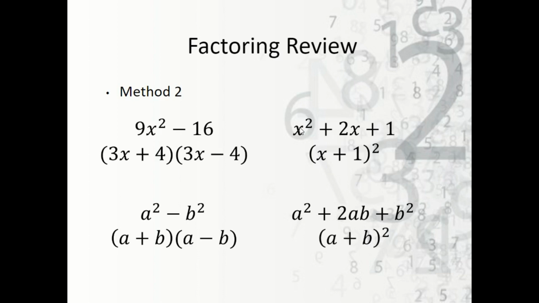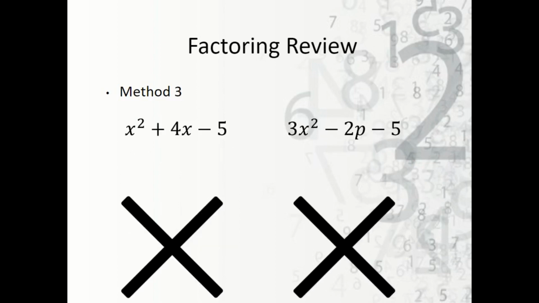So what I should notice is I have a squared here. I have b squared. These are both perfect squares. And in the middle is double the product of a and b. So this is 1 times 1 is 1 times 2 is 2, which is what we end up with here. So this is method 2.